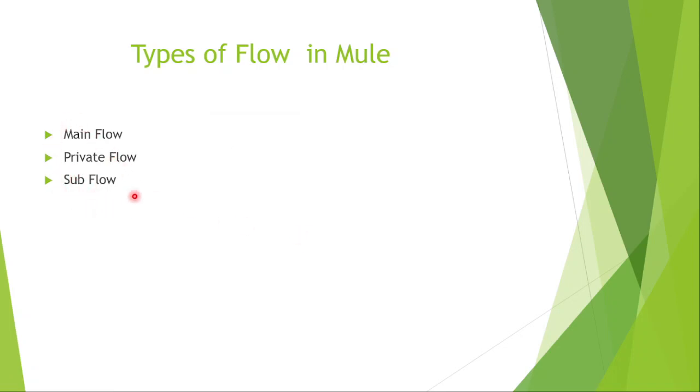So these are the three flows that are present in MuleSoft: main flow, private flow, and sub flow. Apart from that, we are going to see flow reference. Flow reference is used to refer to the sub flow and the private flow from the main flow. We are also going to see how flow reference works.